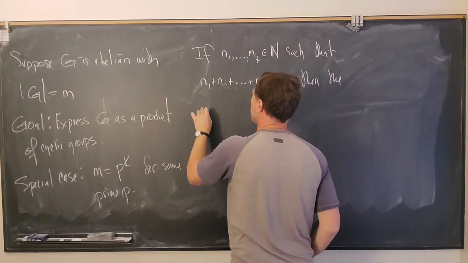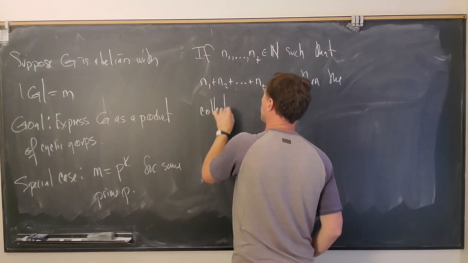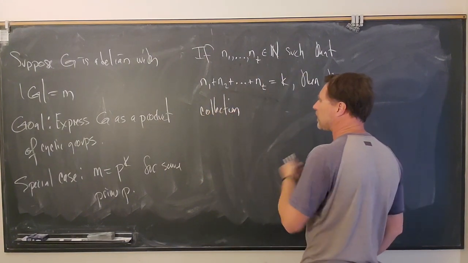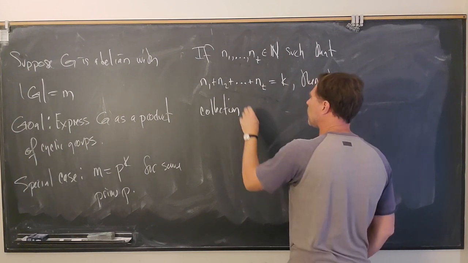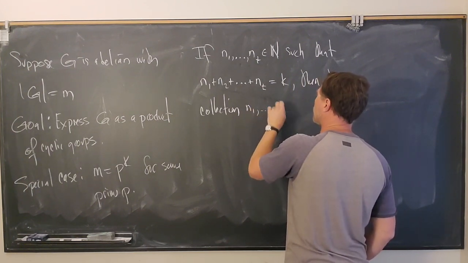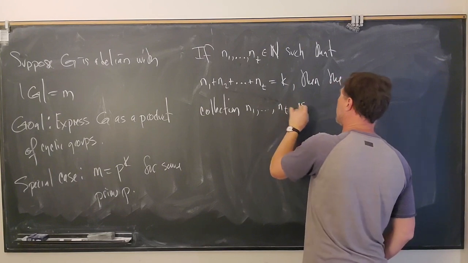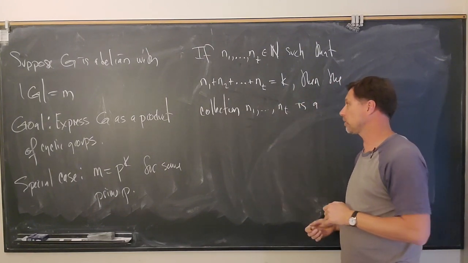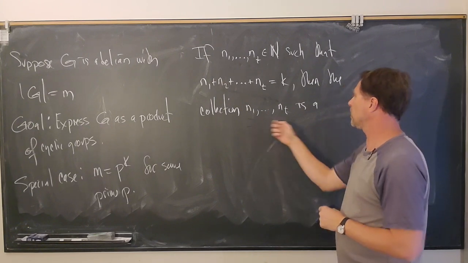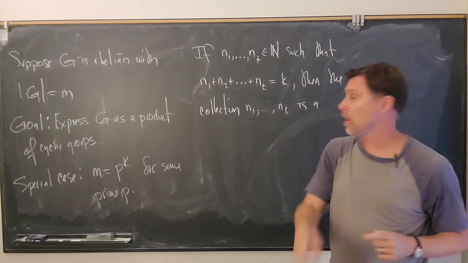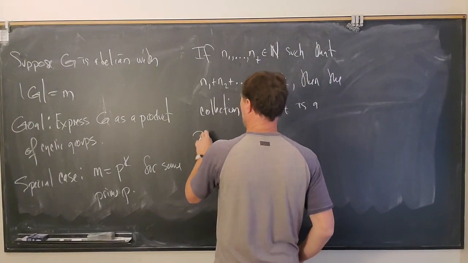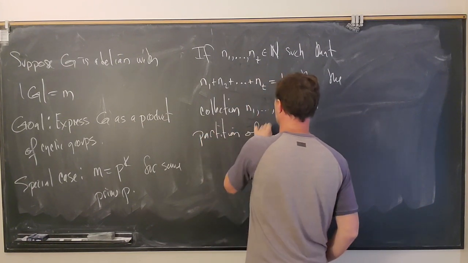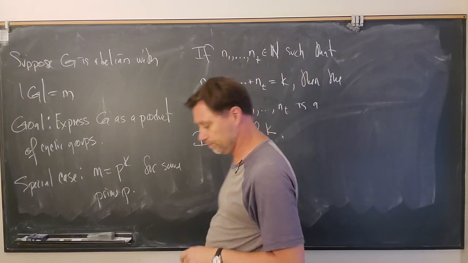So then the collection, and I want to use set brackets, but that's really not the right thing to use. So the collection n1 up through n sub t, these are not necessarily distinct, right? We could have repeats here. This collection right here is, what is it? A partition of k.